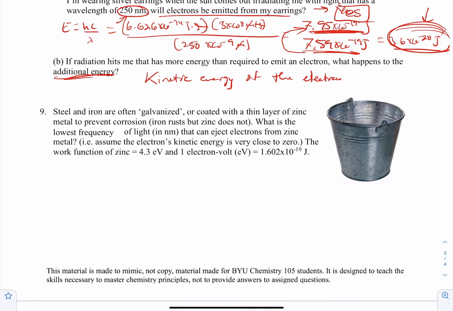Okay, steel and iron are often galvanized or coated with a thin layer of zinc metal to prevent corrosion. Iron rusts, but zinc does not. What is the lowest frequency of light that can eject electrons from zinc metal?